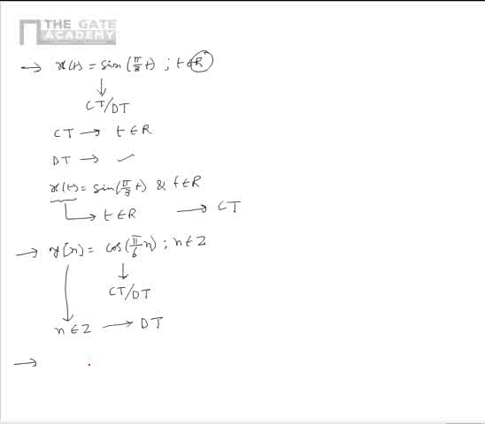Now let us start looking into some of the problems related to conjugate symmetric versus conjugate skew symmetric signals. Consider a signal x of t is equal to t multiplied by (u of t minus u of t minus 1). We have to find the conjugate symmetric and conjugate skew symmetric parts of the signal. We know that u of t is equal to 1 for t greater than or equal to 0, 0 otherwise. So here u of t means it's a unit step function.